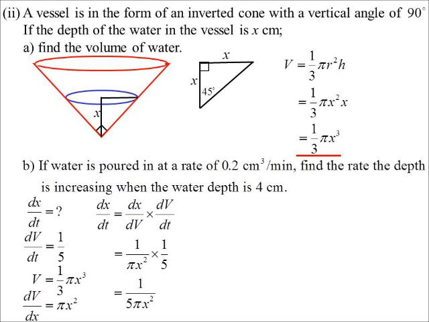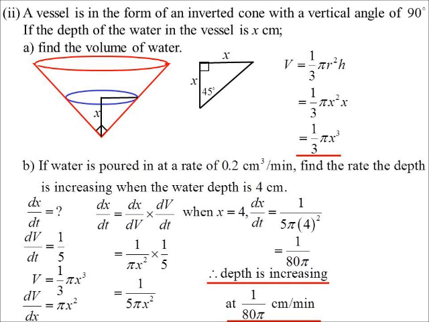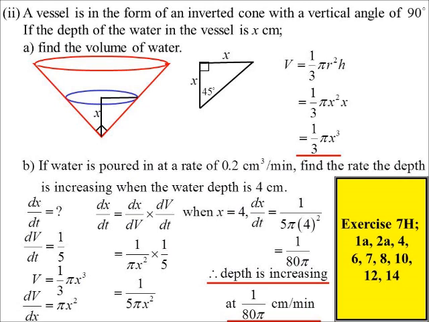We want to know when x is 4 centimetres. So sub in x equals 4, and there's a lovely exact value of 1/(80 pi). So we know it's increasing at 1/(80 pi), and the units would be centimetres we used for length, minutes we've used for time there, so centimetres per minute. 7H there.